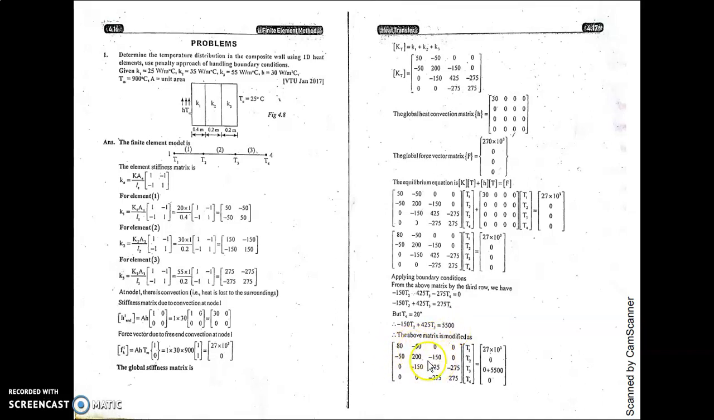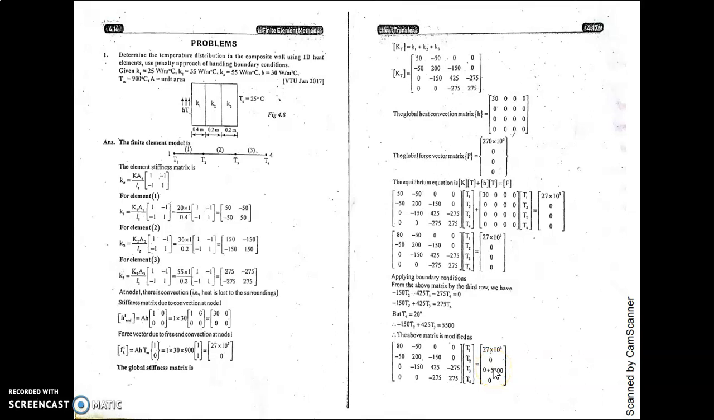Now, very important thing, carefully listen. All the values in the matrix are the same except this value. We have modified the force matrix by using the value of T4, that is the boundary condition. Okay. So rest all the values are the same.